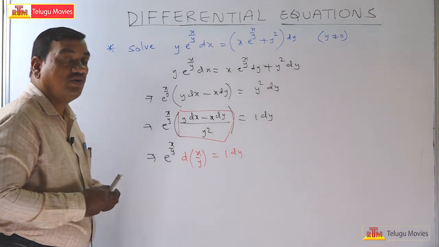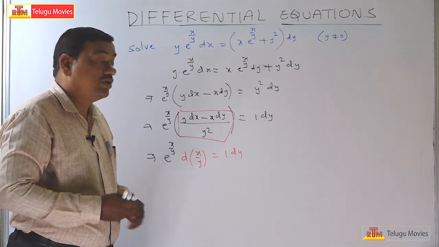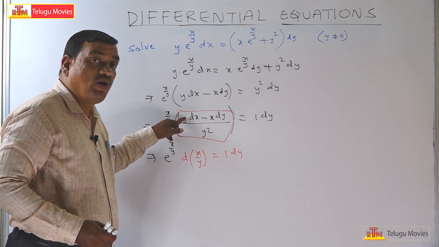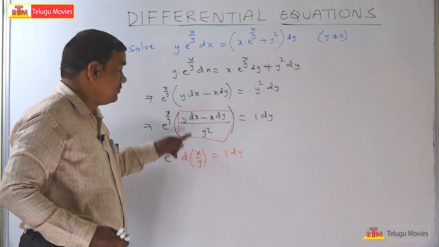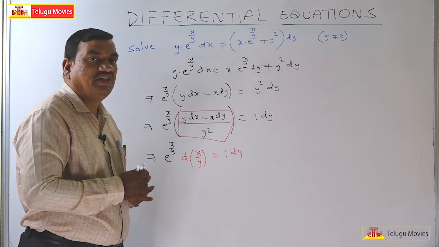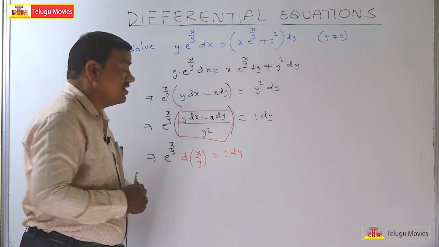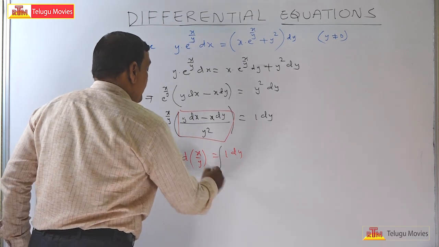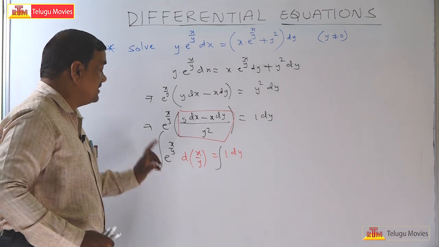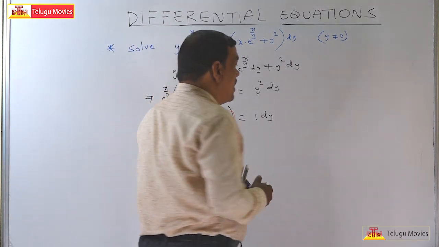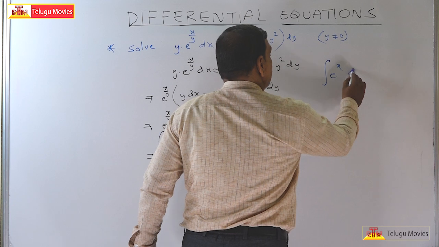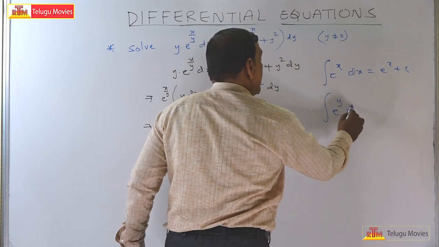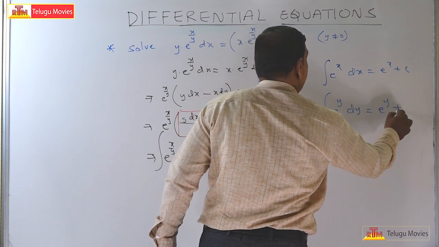Is it not the derivative of x by y? Reverse order I told you to remember. If derivative of x by y is there, anybody can see this. If this form is there, how to write d of x by y. So everything is clear. Almost it is in the form of the variable separable method. So write down integrating. Now see here, what is the integral of e power x dx? This is e power x plus c. What is the integral of y e power y? This is e power y plus c.